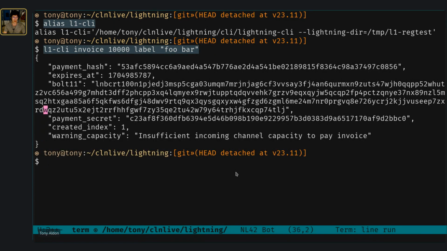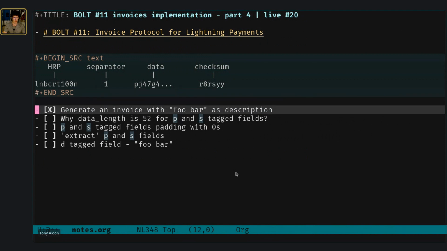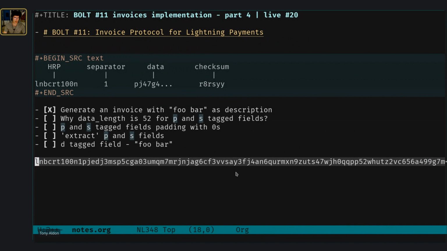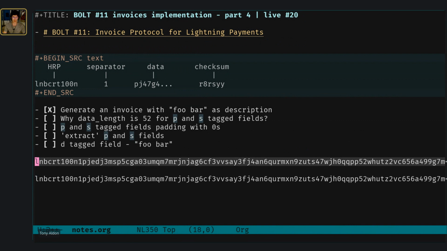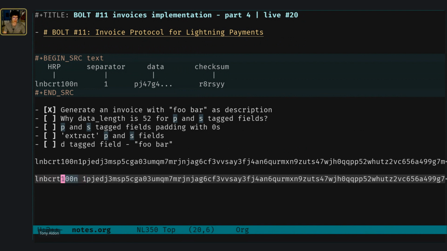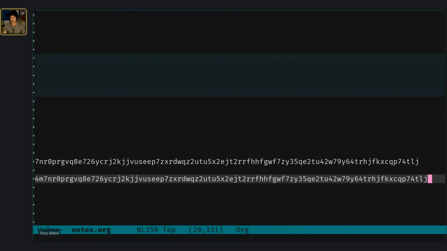We get that Bolt 11 invoice, and we copy it and paste it here, so we have that invoice. We keep the original as it is, and we see the first part with the amount specified here and the chain we are running. Then we have the separator, and then we have something else. We go to the end and remove the last six characters, which are a checksum specified in BIP 173, if I remember correctly, of the Bech32.